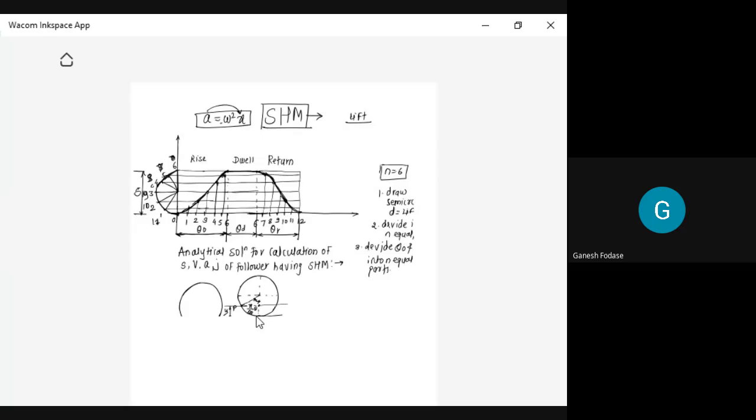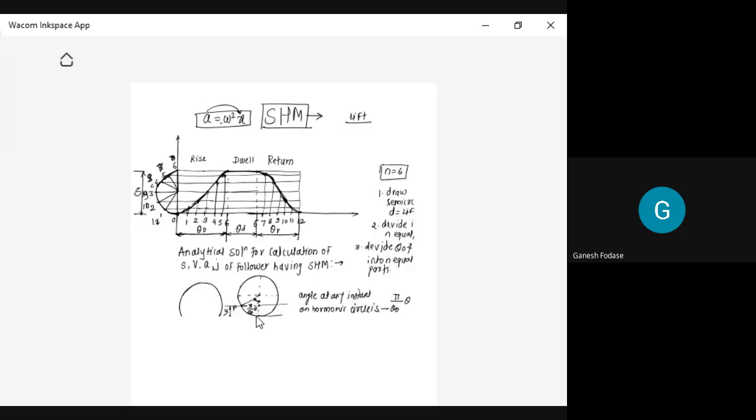This is important to understand. I'm saying that the angle of particle P at any instant on the harmonic circle is pi upon theta O into theta.